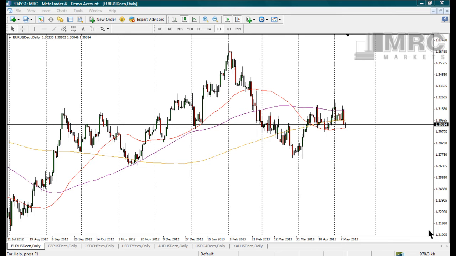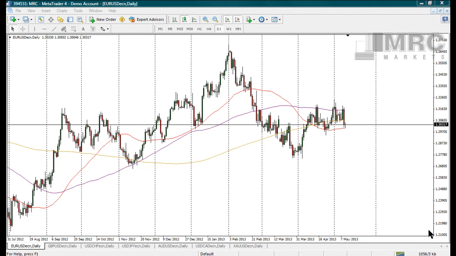We have 3 moving averages on each of these charts. The red one is a 50 simple, the purple is 100 simple, and the gold is a 200 simple moving average. I'm basically just going to be reviewing what's been going on, have a look at any interesting setups that have played out, and have a look at any potential setups, mainly focusing on Fibonacci retracements and trend lines and the moving averages as well.